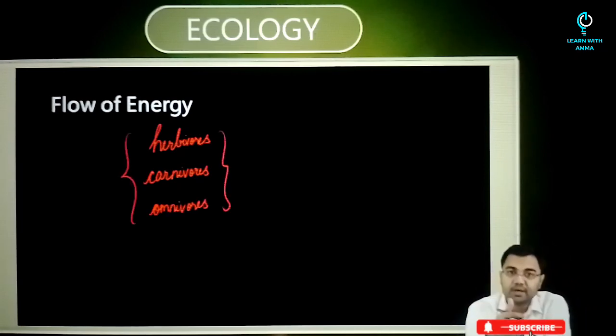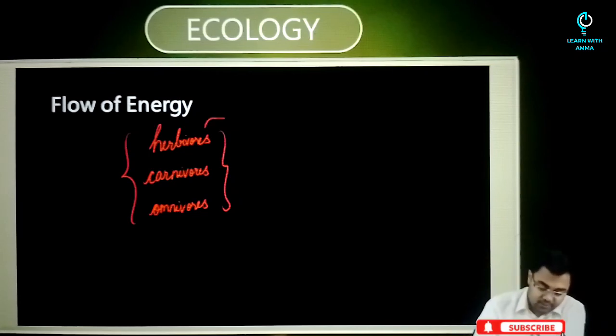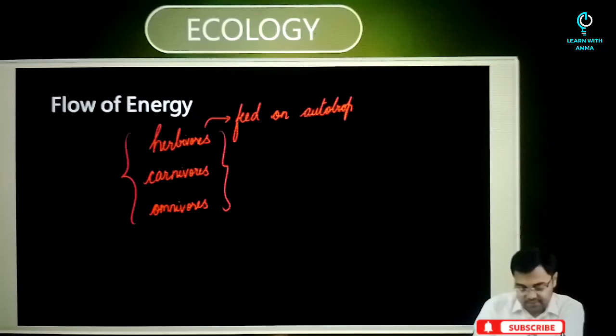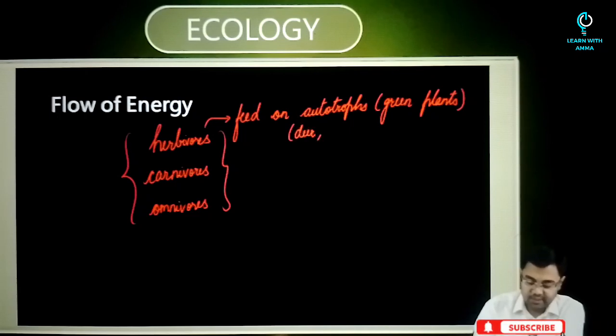Now, depending on what their chief nutrient is, whom they depend upon for their food, depending on that only we classify them. Talking about herbivores, herbivores are the ones which feed on plants, which feed on autotrophs or green plants. As examples, you can take deer and rabbit, all these are herbivores.